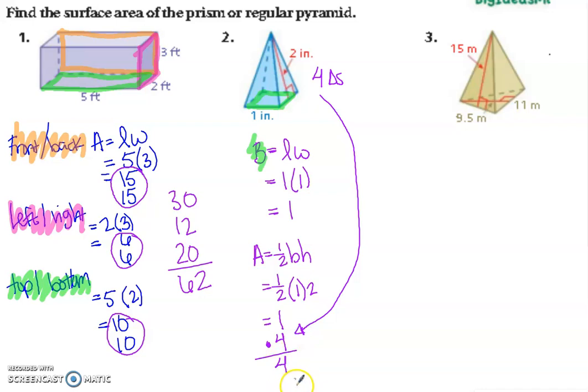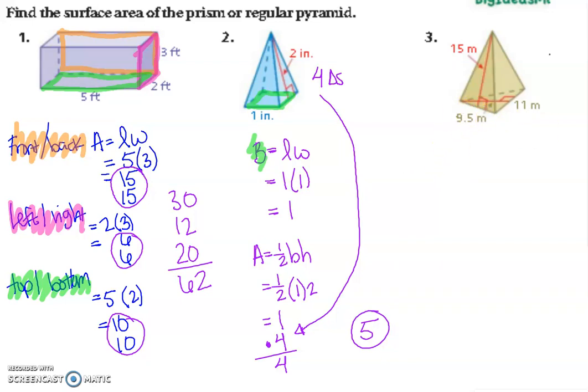Now I need to add up all the parts. I've got my 4 lateral triangles. I've got my base. The area altogether is 5. 4 plus 1. Pause the video again. I'm going to do number 3. Here we go.